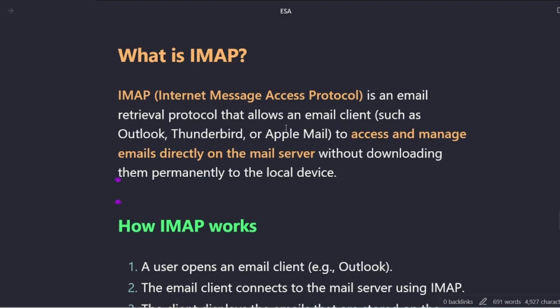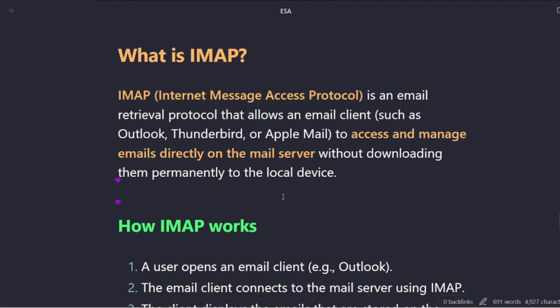So like that. These are used to access and manage emails directly on the mail server without downloading them permanently to the local device. What does that mean? It means IMAP is the protocol which we are using to read the emails from the server. You have the server, you read the emails from there, and your local device, your local PC, your mobile, is not downloading them. All the mails, everything, is on the server itself. Okay, so it is good for backup also. So that is the whole idea of IMAP.